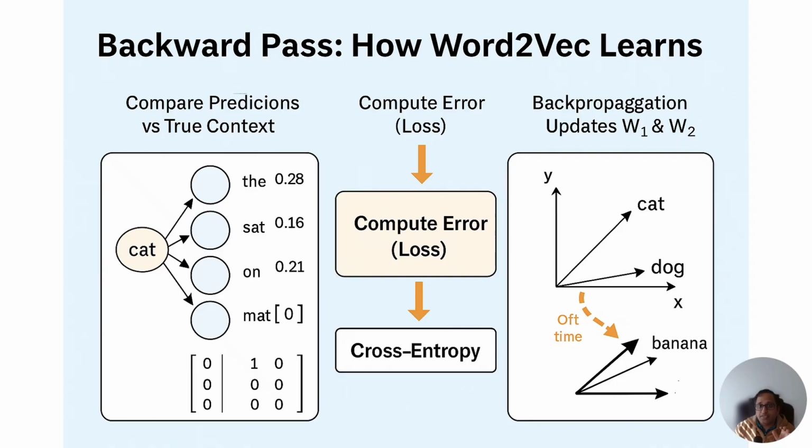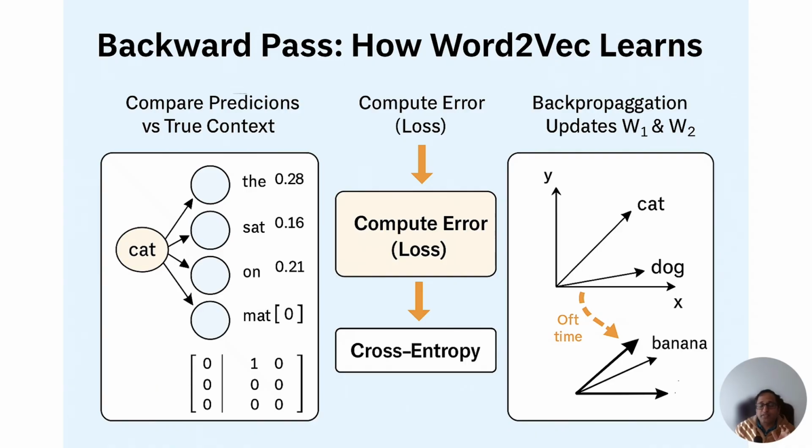These probabilities come straight from the softmax layer. Next, we have the true context, which is automatically derived from our sentence. In this case, the cat sat on the mat. So the real neighboring words for cat are the, sat and on. The model now compares what it predicted versus what is actually true.